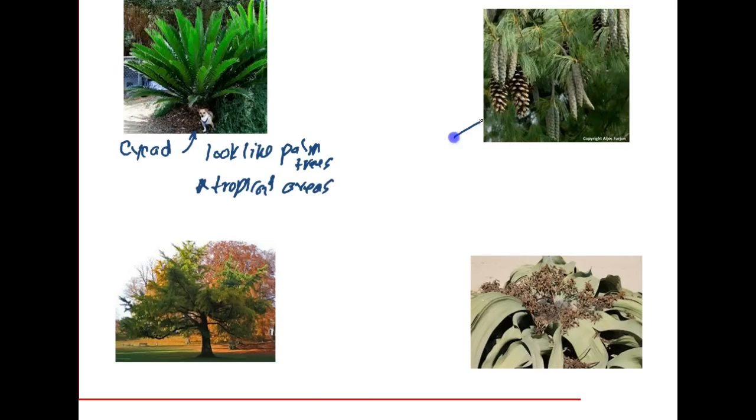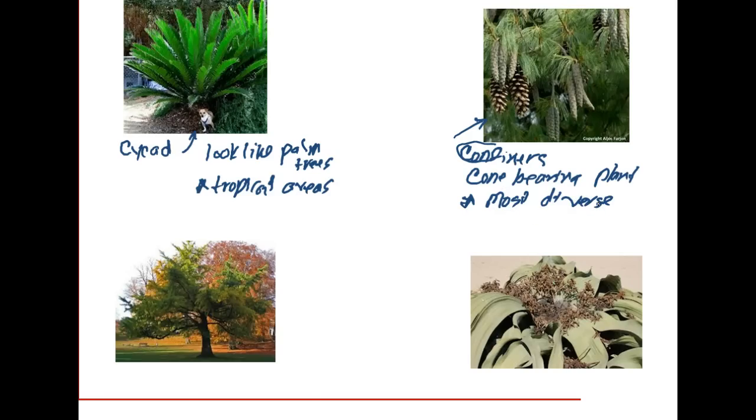The one over here, this one should look extremely familiar to you. And that's because of the fact that it is a conifer. And the word conifer kind of sounds like cone, if there was an E in there. And the reason for that is because it's a cone-bearing plant, which means that it produces cones. And these are the most diverse. So they are the most diverse of all of the gymnosperms. And they keep their needles year-round. So this one, if we go out in the dead of winter, we would still see that they have their needles.